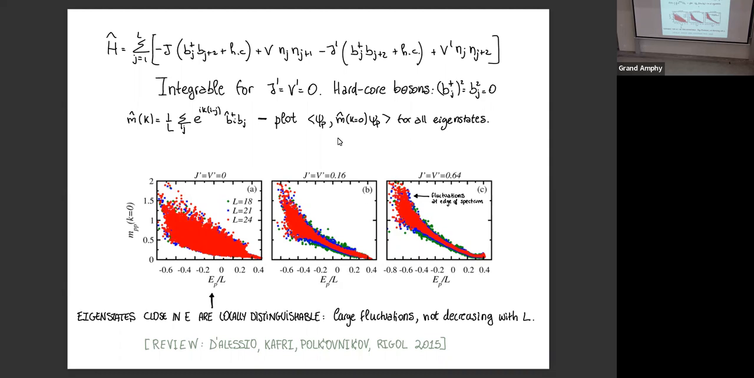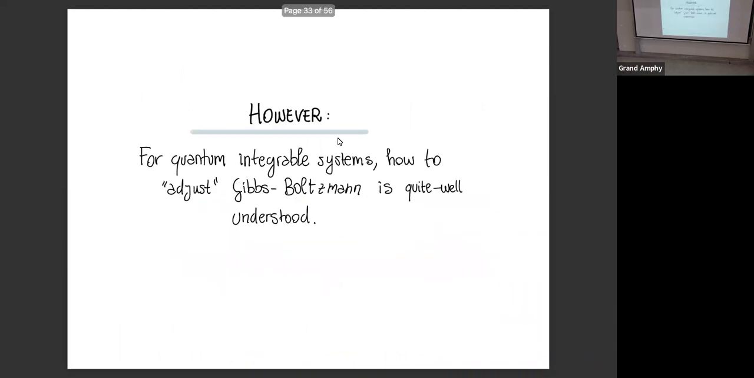Yes, it's algebraic in that case, I think. So if it's algebraic in the integrable case, it should be faster in the thermalizing case, right? Okay, thank you. Maybe one more comment on this.